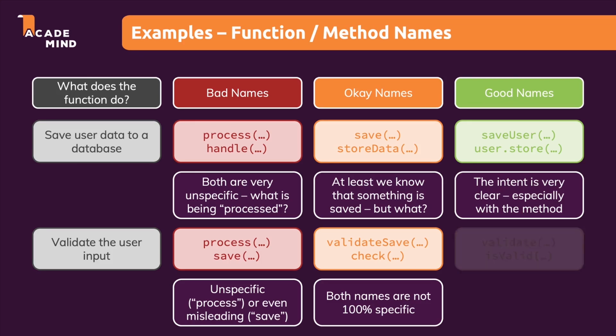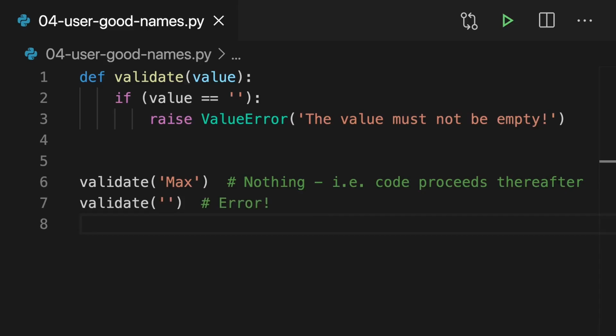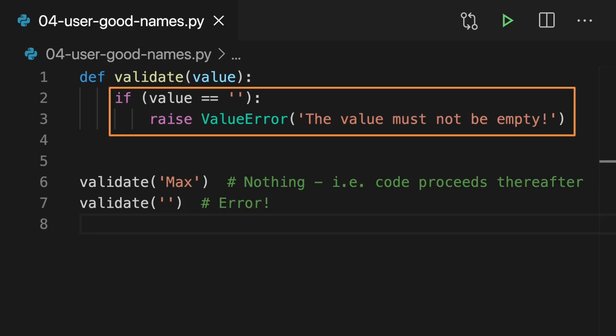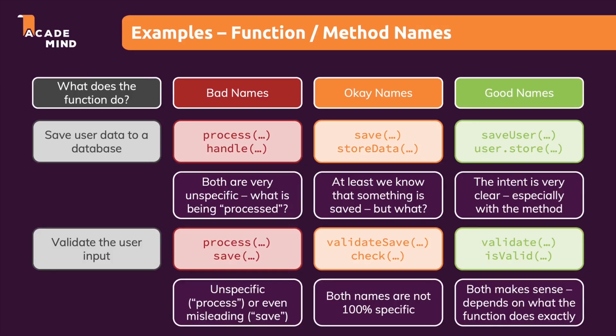So better names could be validate, or if true or false is returned, isValid. Validate could be called if we are not returning true or false, but if we are, for example, throwing an error if the validation fails. isValid, on the other hand, is a great name if that function does return true or false.